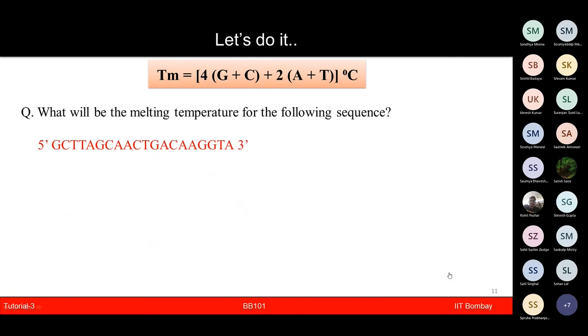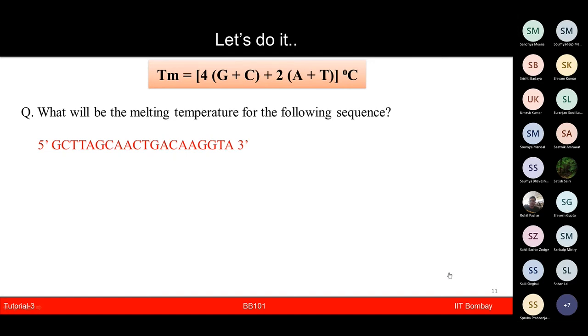Anybody, please calculate the melting temperature of this sequence. The formula is given on the top. You just need to count G, C, and T, and A, and put those numerical values in this formula, and calculate the melting temperature. Anybody?